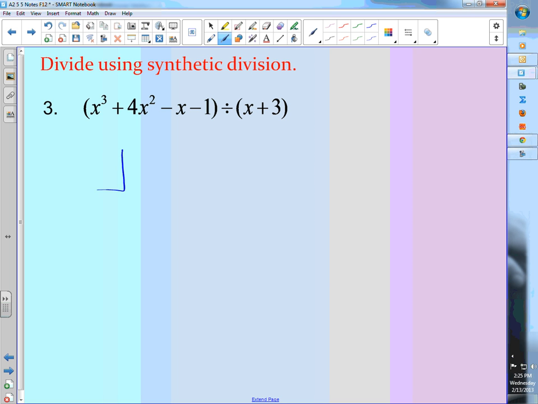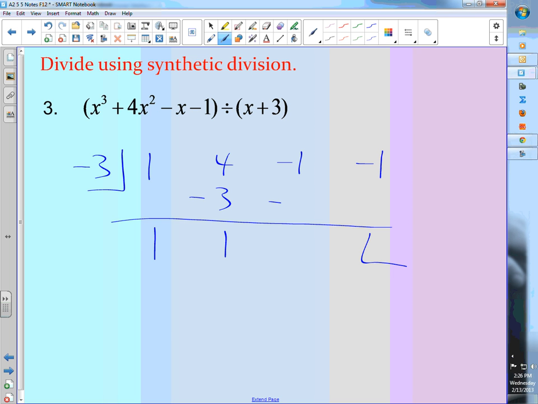What am I going to put in the L box here? Negative 3. And then it's going to be 1, 4, negative 1, negative 1. You guys are going to be so fast at this, you're going to get to that point where you're making careless mistakes because you're trying to go too fast. So just take your time, go through. I'm still going to make the careless mistakes. It happens.